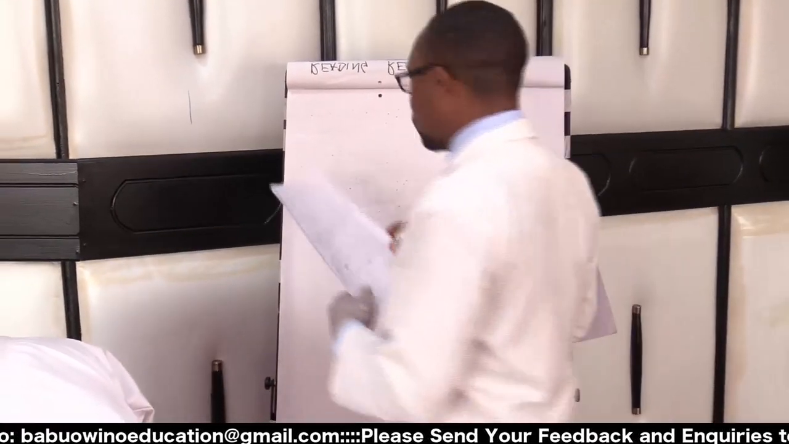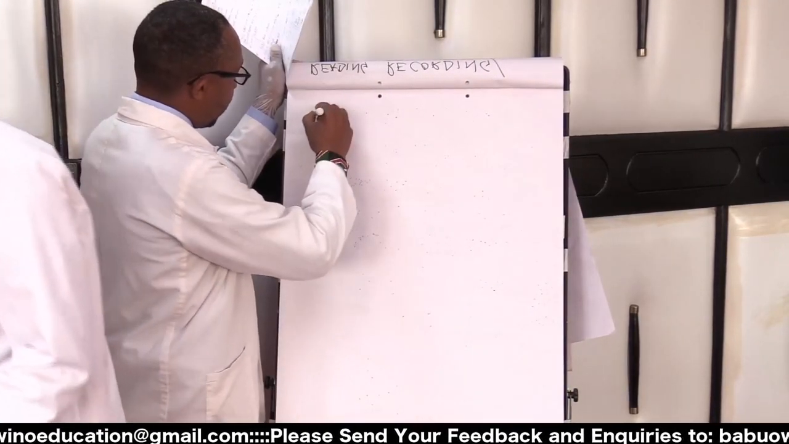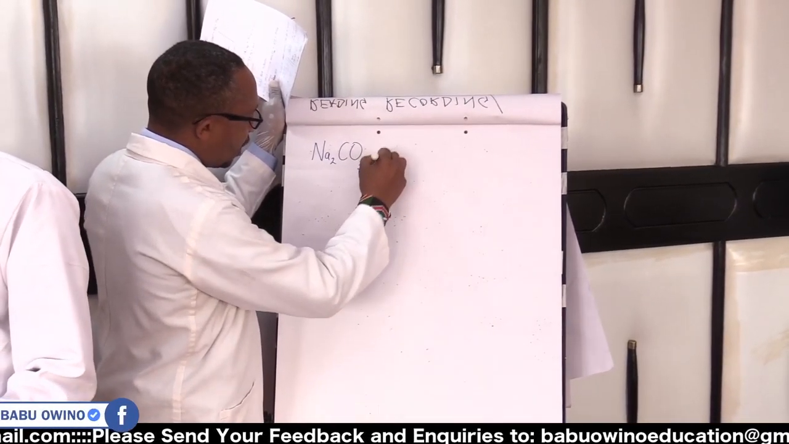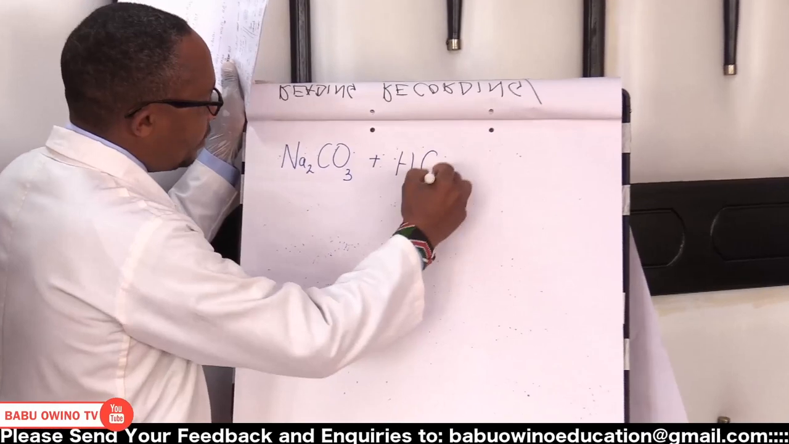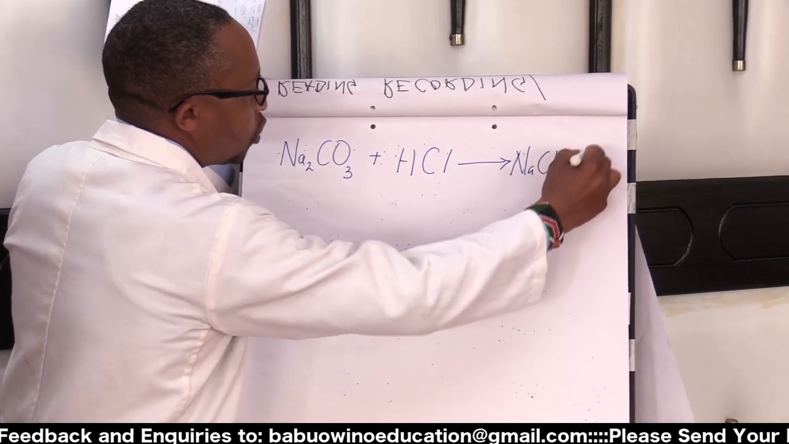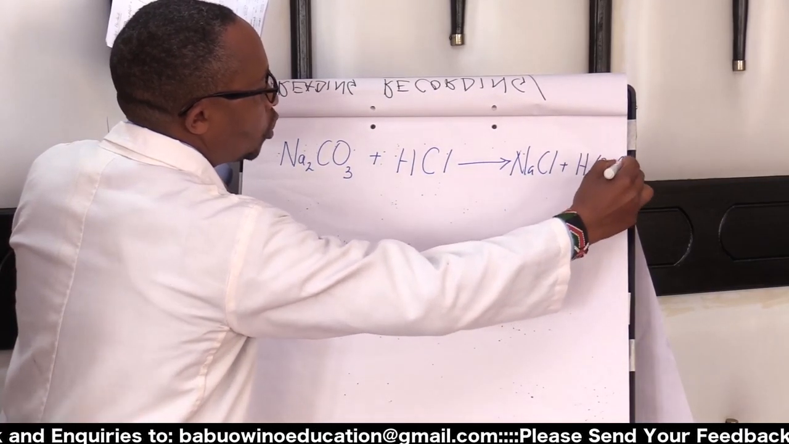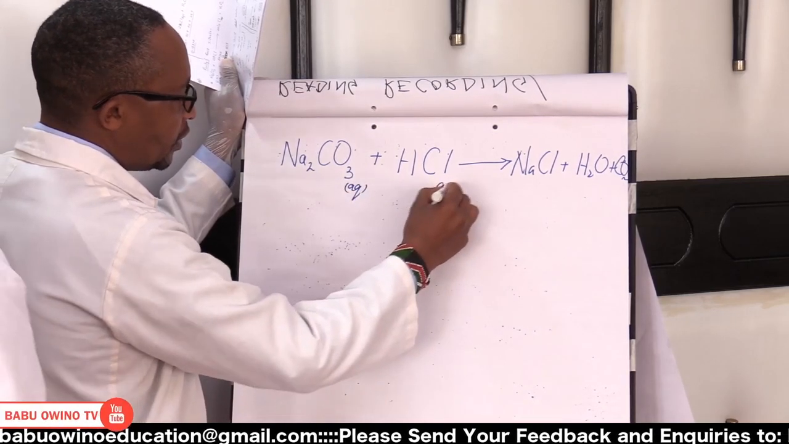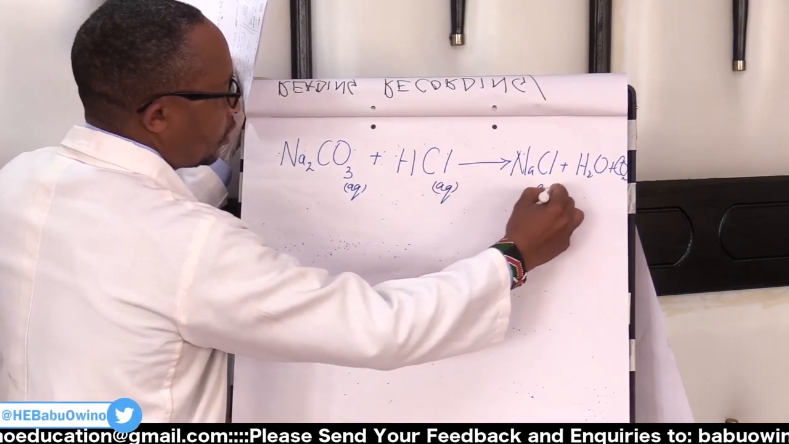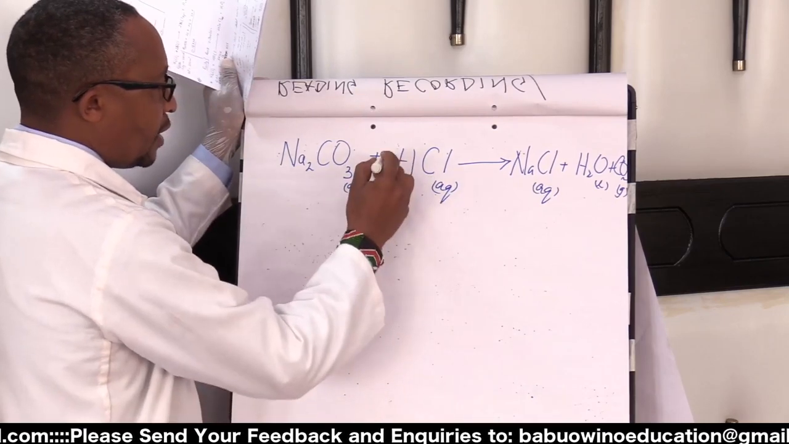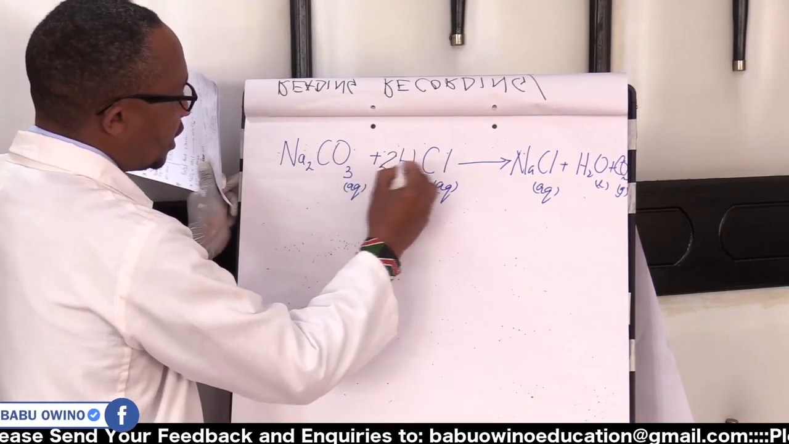From there, we now work out what that means. What is the interpretation? We have our sodium carbonate. We are combining it with hydrochloric acid. This gives us sodium chloride plus water plus CO2. Then state symbols. This is a solution. This is another solution. This is a solution. This is a liquid, and that is a gas. Then you balance it up. In balancing, we get that.